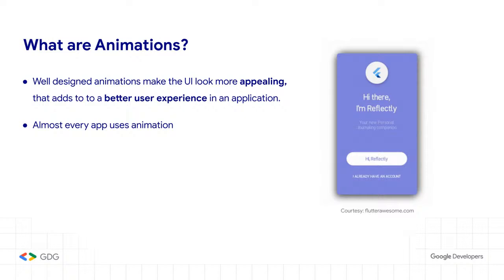So here I have a screen. All of the components there have animation. Having a dynamic, animated screen is way better than having a static screen. Also, almost every app nowadays uses animation. The animation does not have to be a very complex one. It can be the simplest kind of animation also.